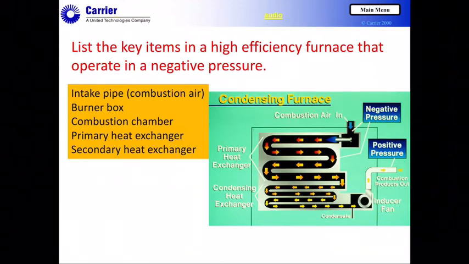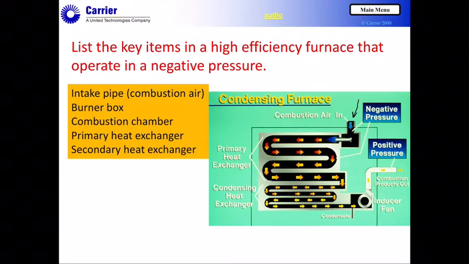All right, the next thing I want you to do is list the key items, or talk about the key items, of a high efficiency furnace that would operate in a negative pressure. So there's a couple of things that I want to point out. The first thing is the combustion air inlet is in a negative pressure. That's the intake box here. So you have intake air and you also have the burner box.